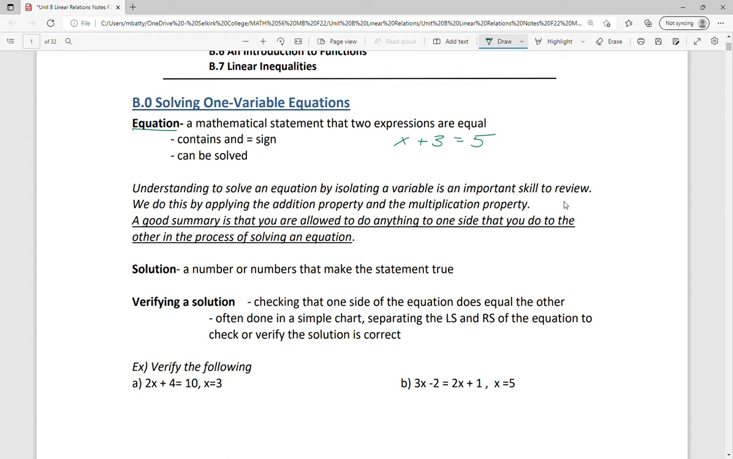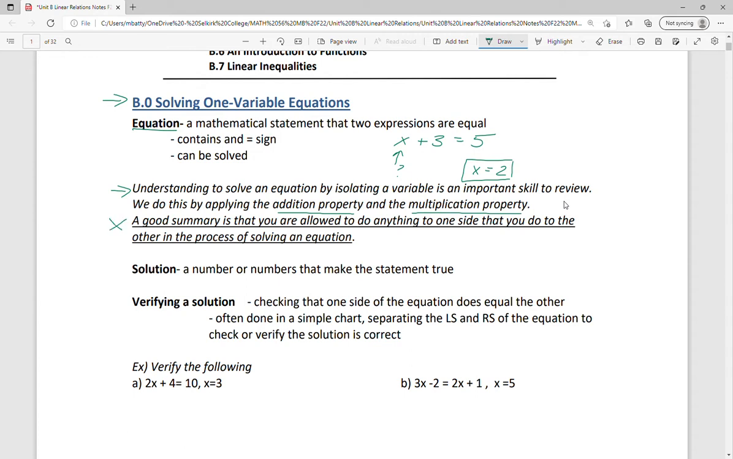Now, intuitively, you know the answer to this. This is saying what plus 3 equals 5? Well, x would equal 2. We can figure that out just intuitively. We're going to practice in this B.0 the strategies of solving equations. So we understand to solve an equation, we need to get a variable all by itself, right? We want just the x on one side and just the numbers on the other. We do this by applying two different properties in math, but you might not remember the names of the properties. You might remember some of the mechanics.